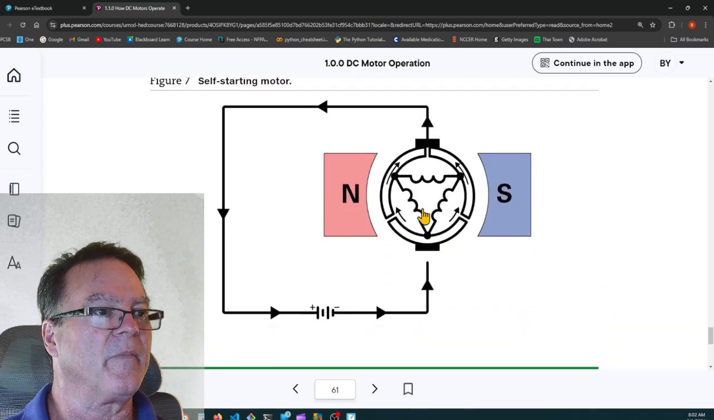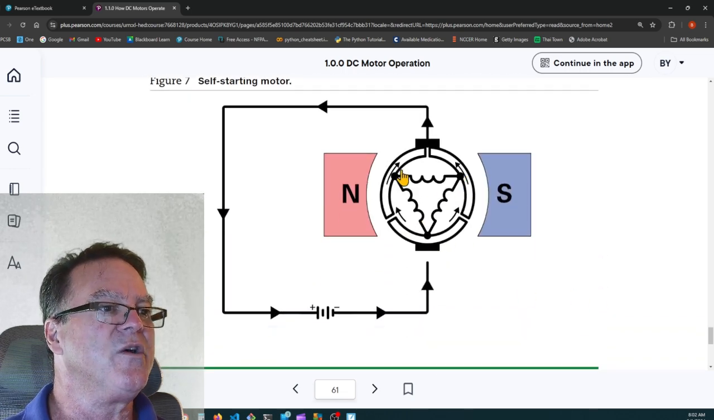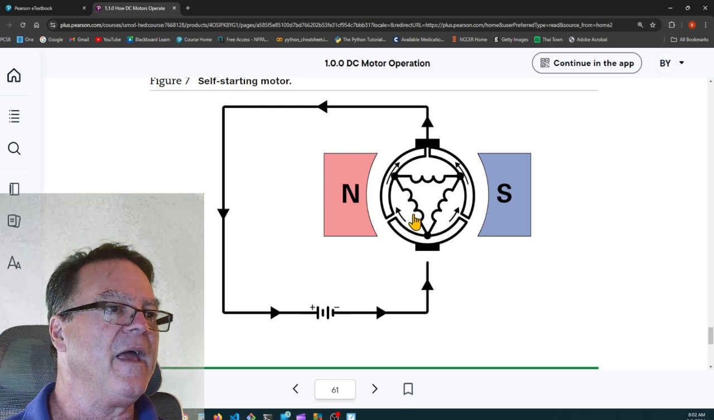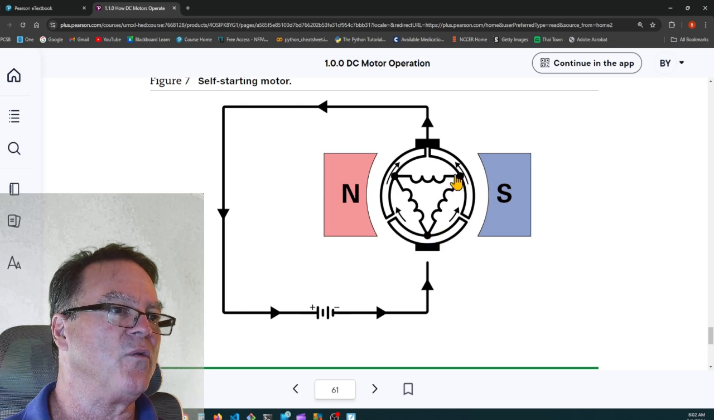This one has 3 coils, and at any given moment, one of these coils is going to be making contact. So you'll get current flow, and then you'll have a north and a south, and it'll cause this to turn.